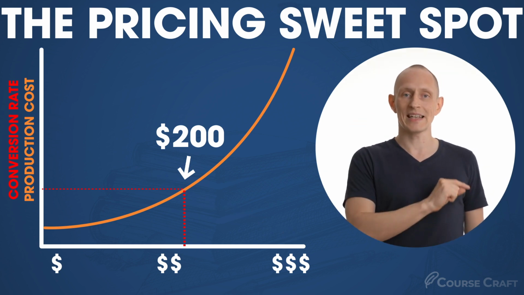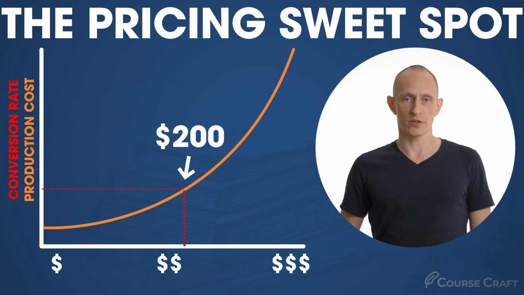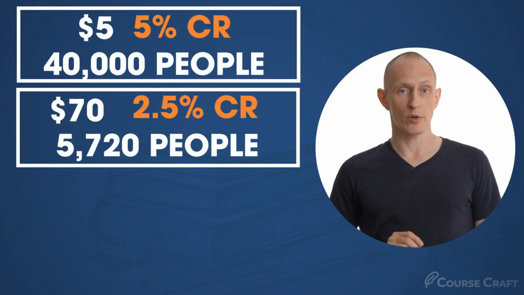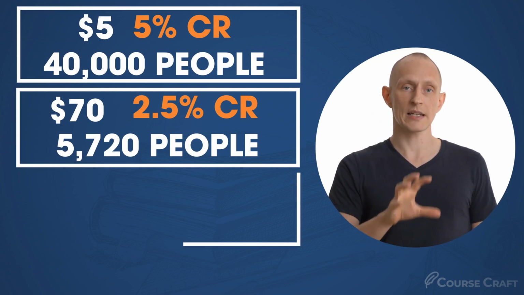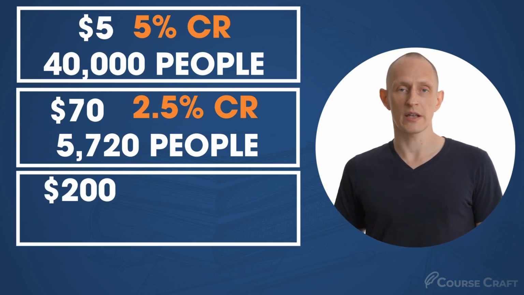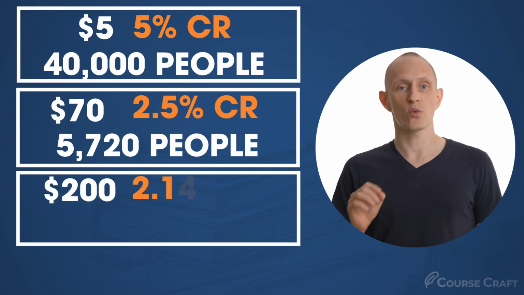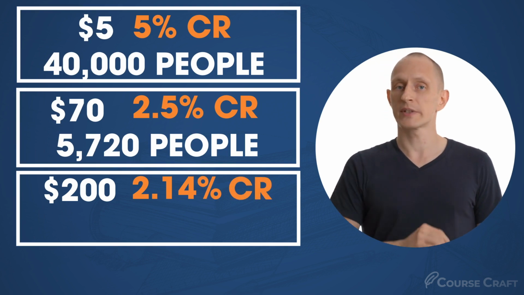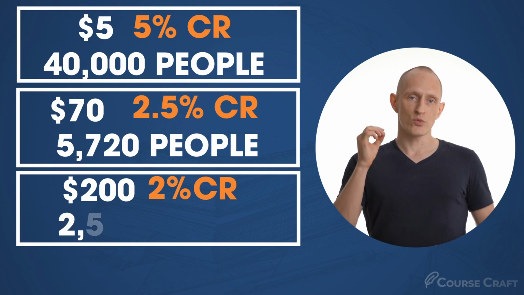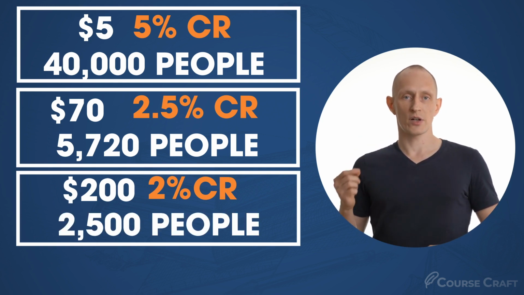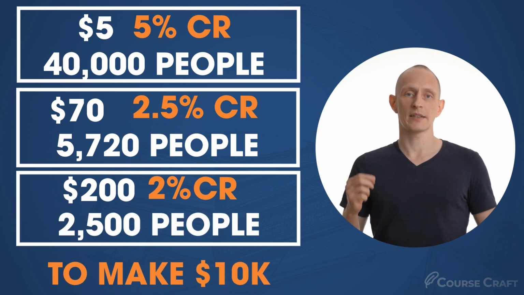So let's bring this into our price calculations. Now, just like the $70 price point, I can use real numbers from my actual experience. The last time I sold a $200 course, my conversion rate was 2.14%. Let's round that down to 2%. If my conversion rate is 2%, it means I need to reach only 2,500 people to make $10,000.